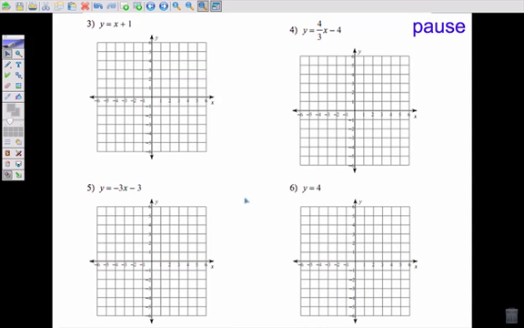So you've got three more y equals mx plus b type equations on number 3, 4, and 5. And then you've got one of these kind of other lines where it's not a y equals mx plus b, it's just y equals 4. Okay, so go ahead, pause the video, try these 4 on your own. These are on your practice sheet. Try these 4 on your own, and then unpause when you're ready to see the solutions.